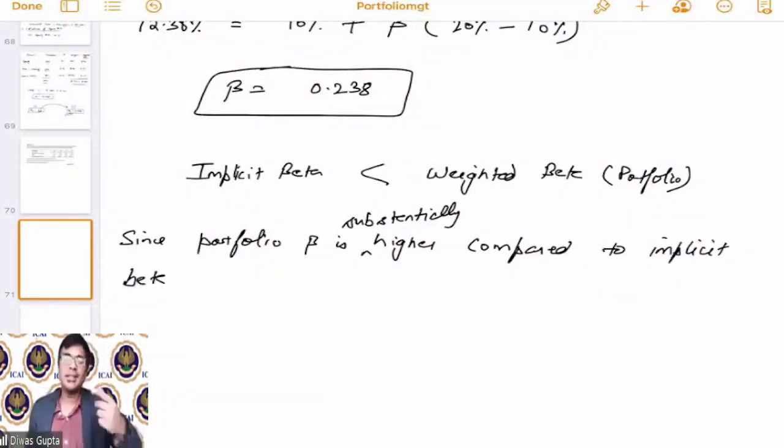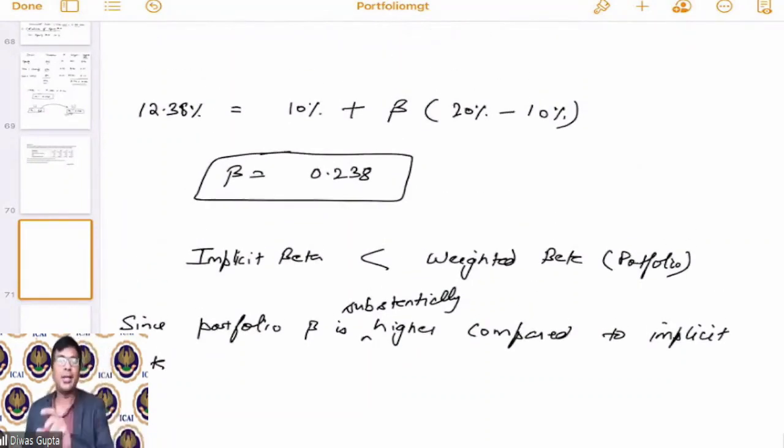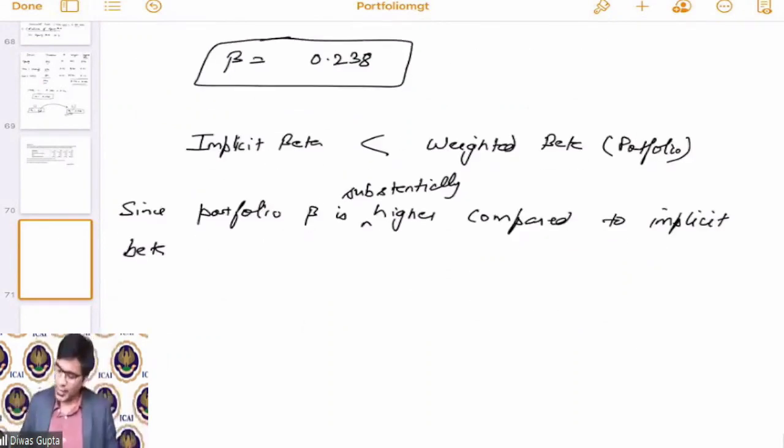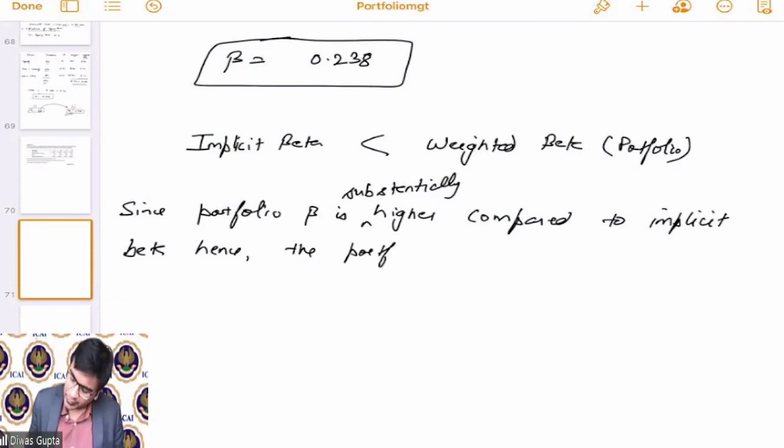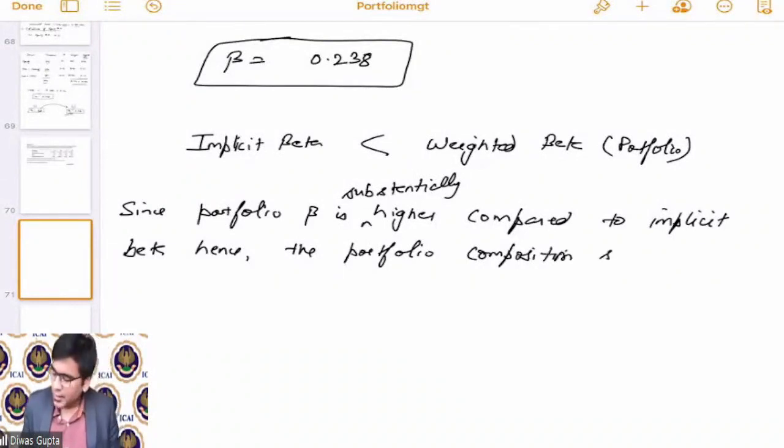So now what is implicit beta? Implicit beta is what beta should be there as per CAPM in case we are going to earn 12.38 percent return, given 20% as market return and 10% as risk-free return. Okay, this is what implicit beta is. Hence, the portfolio composition should be changed.